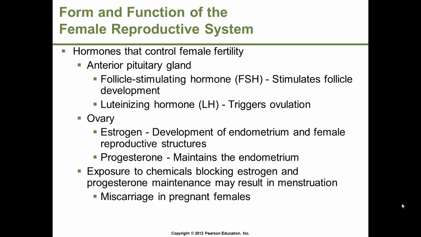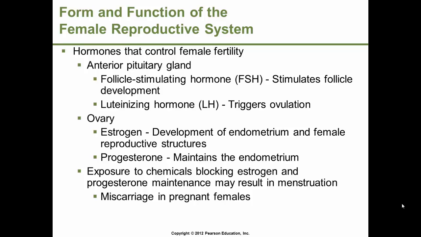The ovaries are going to facilitate production and release of estrogen and progesterone. Estrogen is going to serve to develop the endometrium and also plays a role in the female sex characteristics. Progesterone helps to maintain the endometrium.